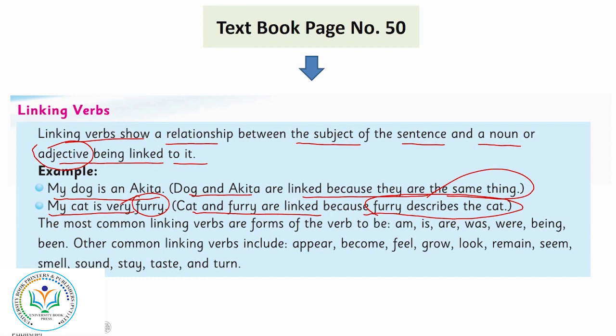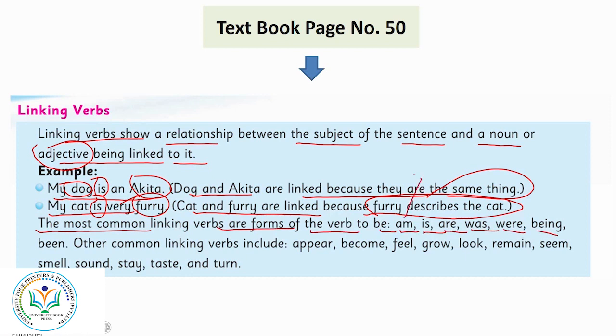So this is a quality here, an adjective. So, what is "is" here? The linking verb. Yes. In the first sentence, "is" is also a linking verb. Dog and Akita are linked because they are the same thing. Akita and dog are the same thing. The most common linking verbs are forms of the verb to be: am, is, are, was, were, being.